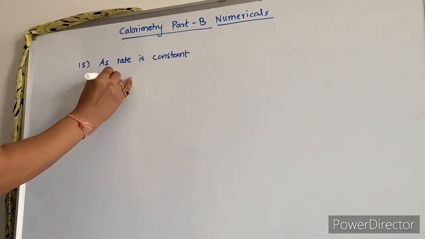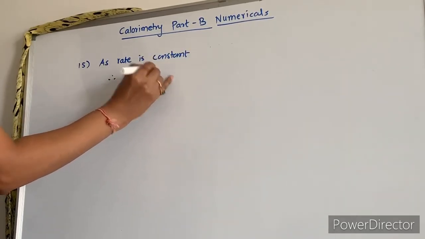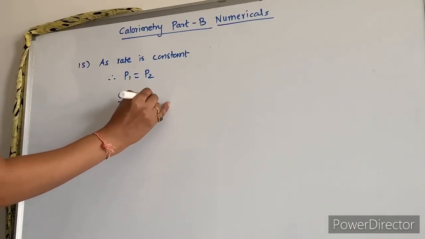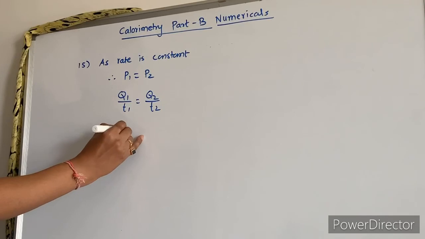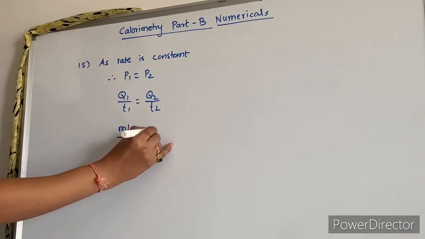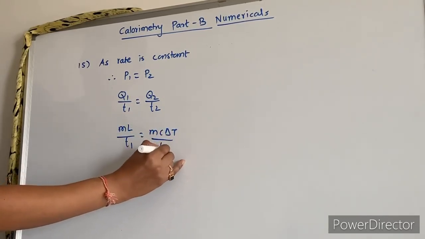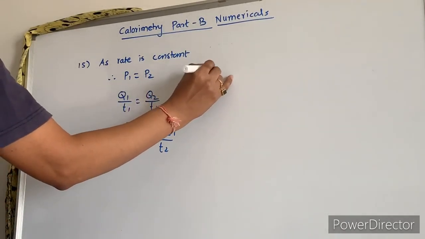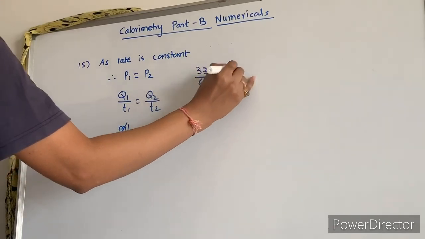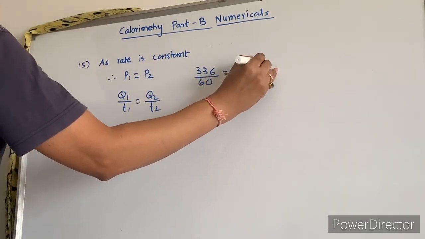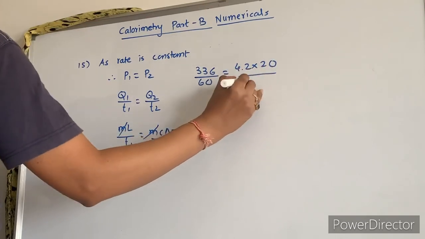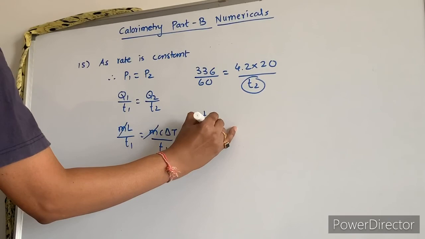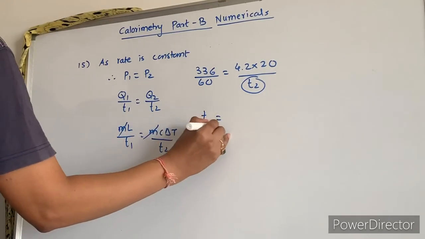So can I write here, therefore P1 is equal to P2, power is constant. P1 can be written as Q1 upon T1, and this is Q2 upon T2. So this is mL upon T1, this is mc delta T upon T2. I will cancel this m. So L will be given as 336, T1 is 60, C is 4.2, delta T will be, I think, 20, and T2 they want, right? T2 is the unknown, so we get T2 equal to 15 seconds, right?